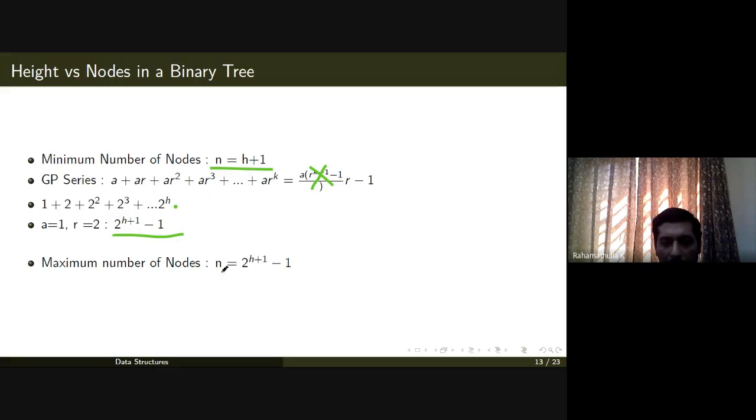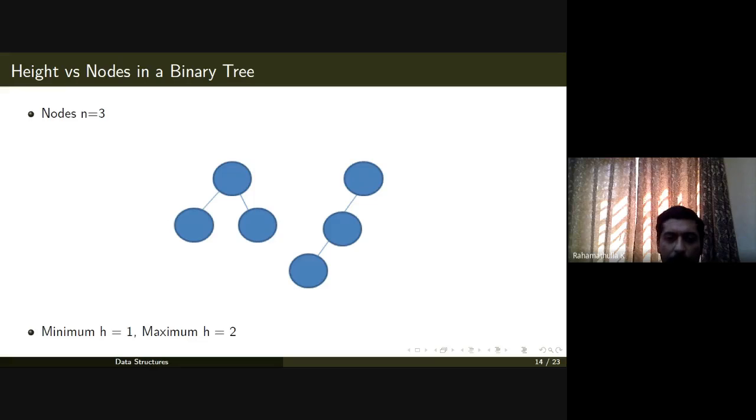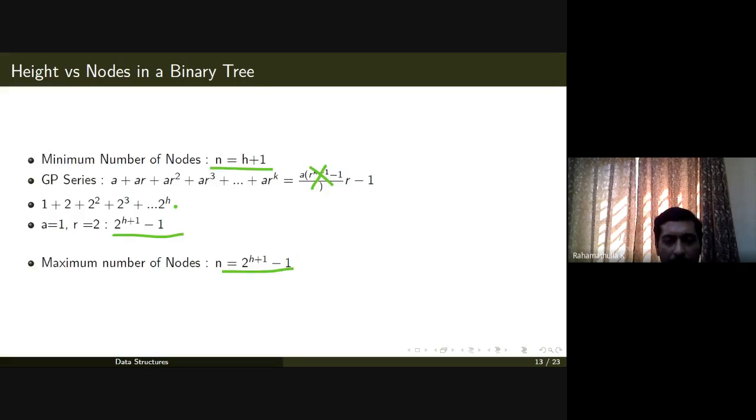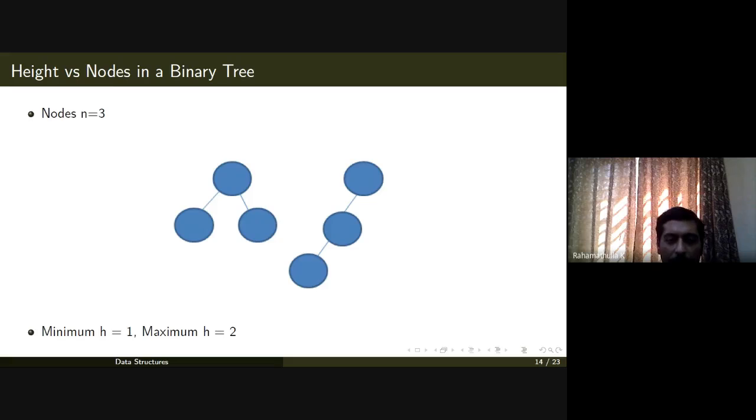So the maximum number of nodes for a given height h is equal to 2 raised to h plus 1 minus 1. Now let's see the opposite case. In the previous case you were given the height of the tree. Now you are given the number of nodes in the tree. You would like to find out what is the minimum height that you can generate with this number of nodes, and what is the maximum height that you can generate with this particular set of nodes.